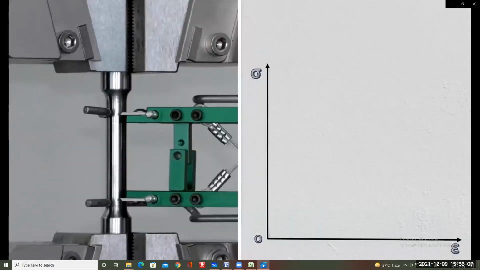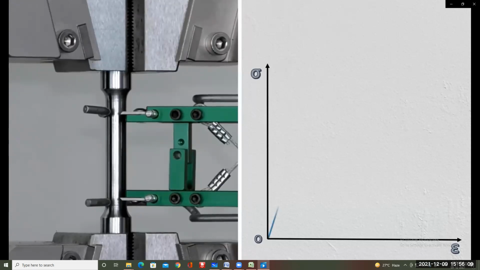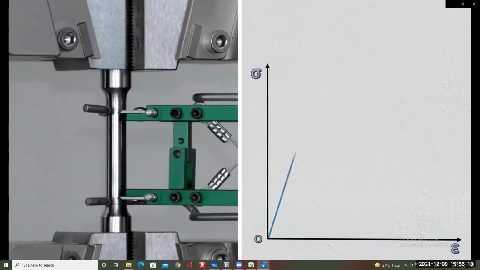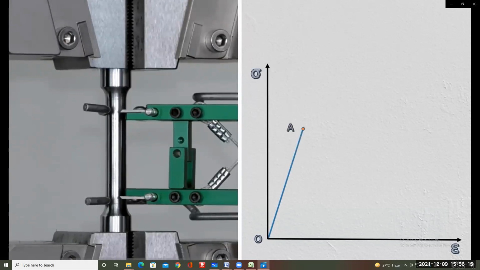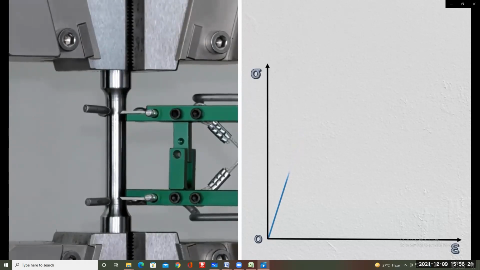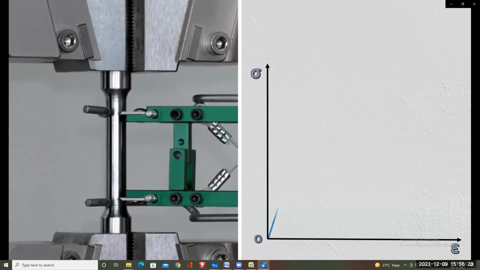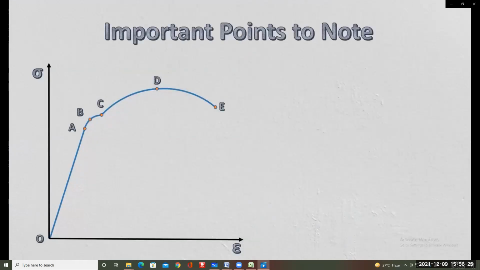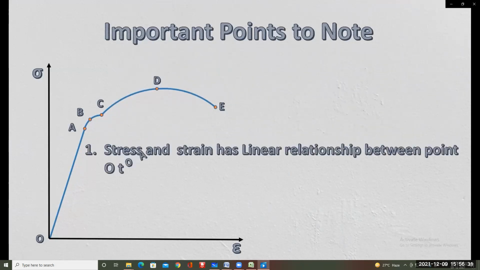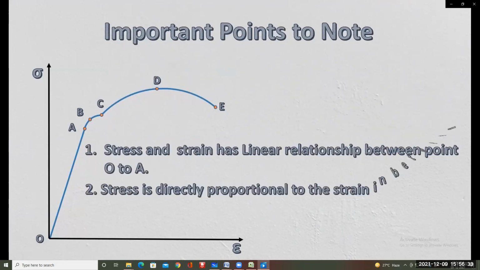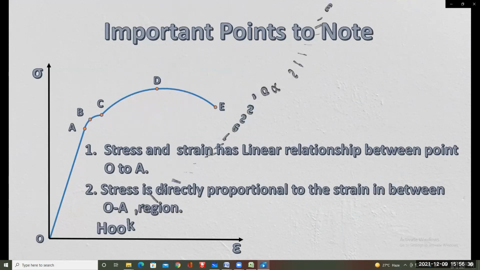As we load the testing object in a tensile test, it begins to deform and stress continues to rise linearly up to a point A on this graph. At this point A, if we remove the applied load on the testing object, it will restore to its original shape without any deformation. As you can see in this graph, from point O to A, stress and strain have a linear relationship, and stress is directly proportional to the strain within this region.